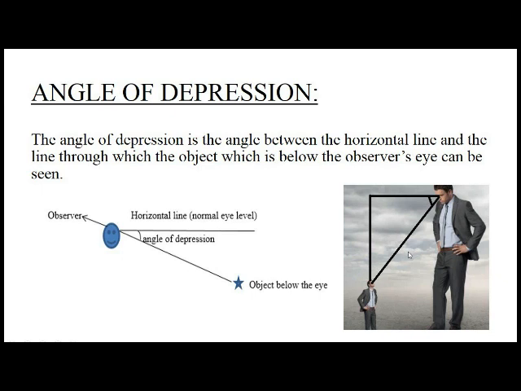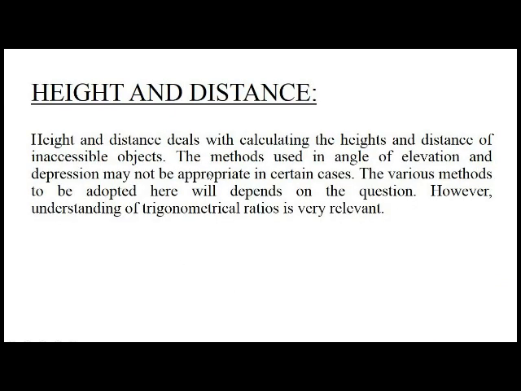If you look at this pictorial diagram again, this is the tall man, who is looking at the short man down here. That is looking depressed. Depression, that is, you're looking downward. Now, look at the horizontal line at this point. Then it's looking down to the short man, which means the angle of depression is going to form at this point. So now, let's look at height and distance.